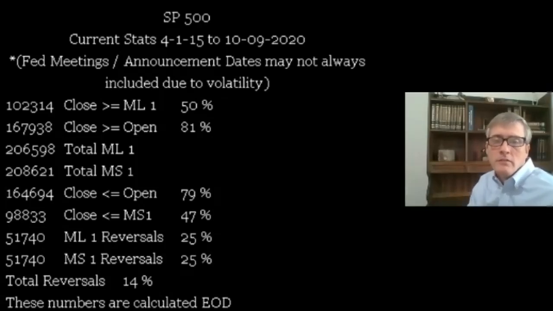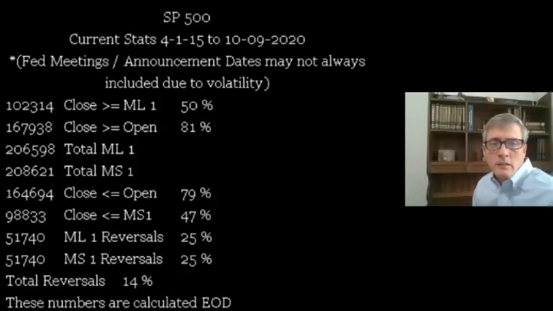So as you can see, if the stock reached the ML1 level, it closed at or above that level 50% of the time. If it reached the ML1 level, it closed at or above the open 81% of the time. If the stock reached the MS1 level down, it closed at or below the MS1 level 47% of the time. And if a stock reached the MS1 level down, it closed at or below the open 79% of the time.